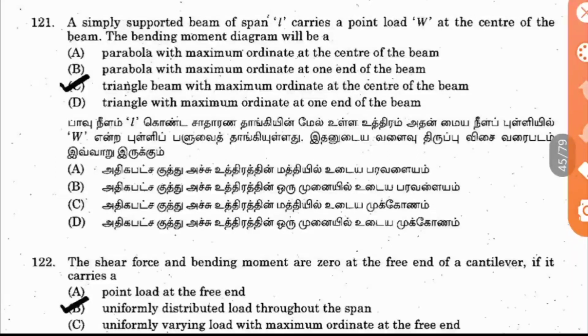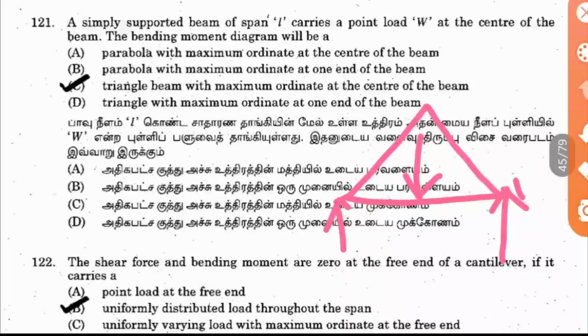Okay, so simply supported beam means it will be like this. So it's carrying a point load W at the center. So it's like this. Okay, so if this is the case, the bending moment diagram will be like this only, because we have seen that when it is a point load, it should be a linear line only. So it's like this. So option C, triangle with the maximum ordinate at the center of the beam.